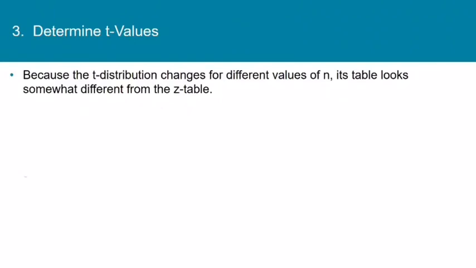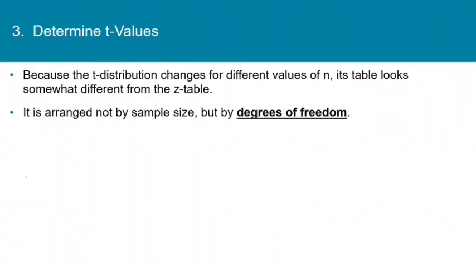Now, I know you remember learning to read the z-table in section 7.2. Now we need to learn to read the t-table. Because the t-distribution changes for different values of n, its table looks a lot different from the z-table. Remember, there's a different t-distribution for each sample size, but the t-distribution table is not arranged by sample size, it's arranged by degrees of freedom. Remember, for the t-distribution, degrees of freedom is simply n minus 1.